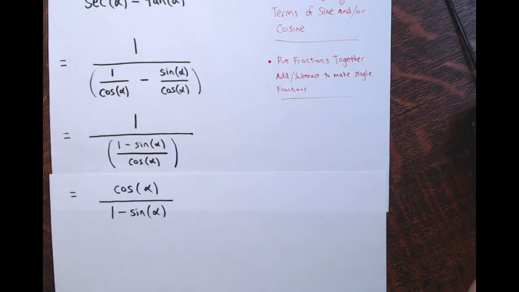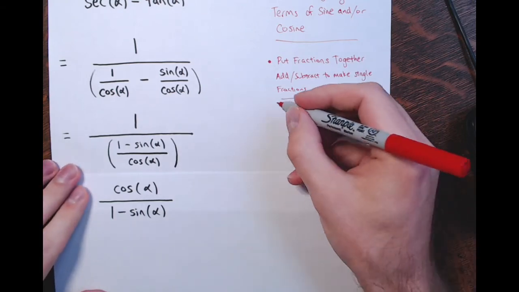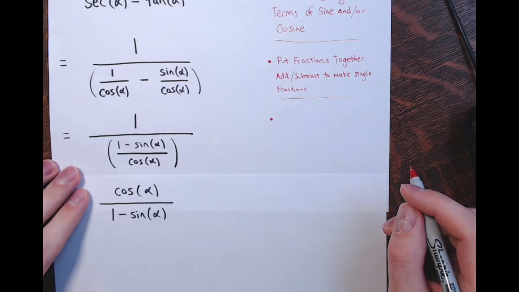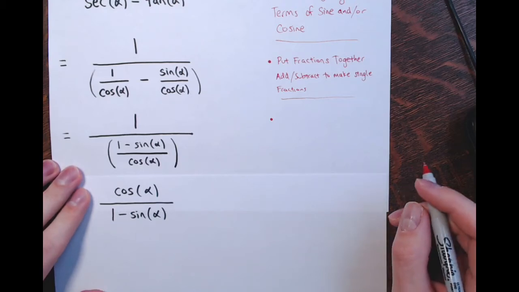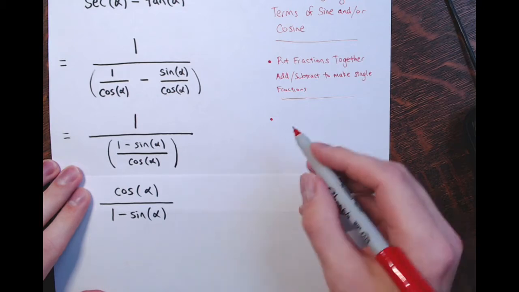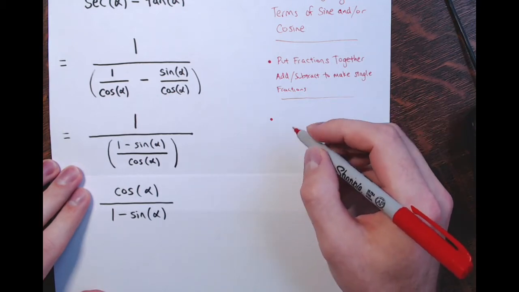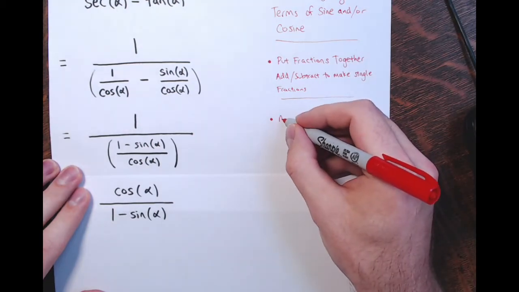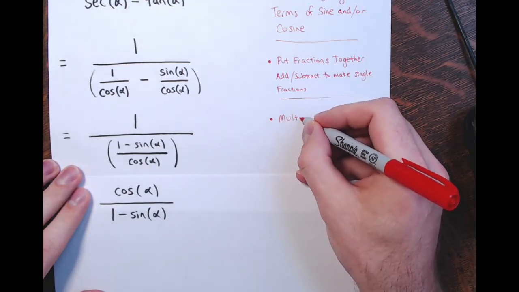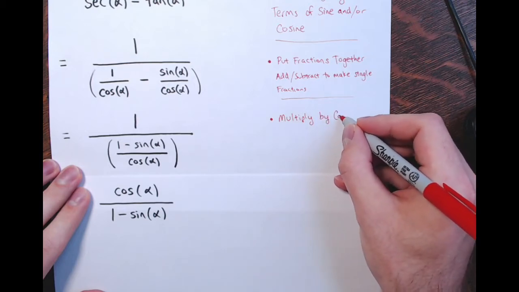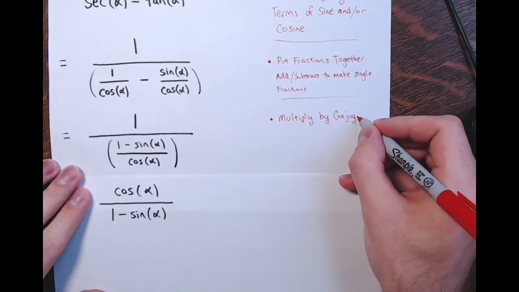Now something else that's going to come into play. Very often it's useful to deal with squares of these trig functions. And in order to have squares be involved, very often you can do this. You can multiply by a conjugate. Multiply by a binomial conjugate.